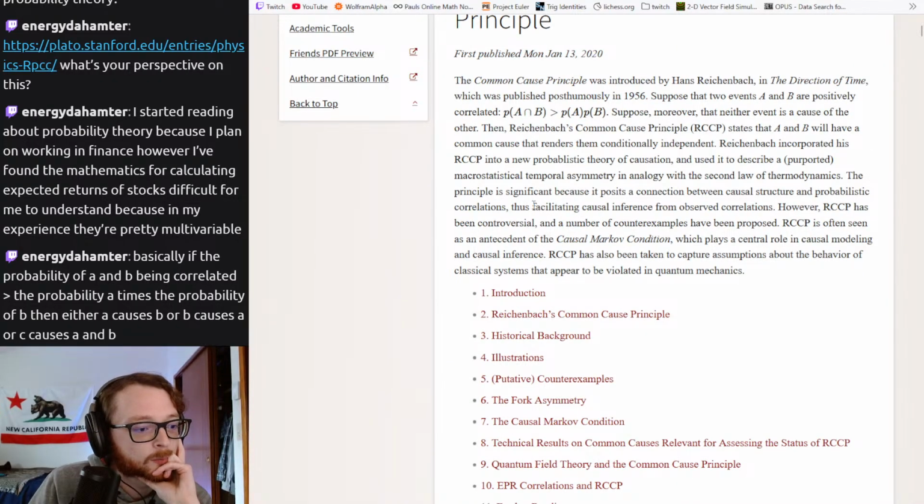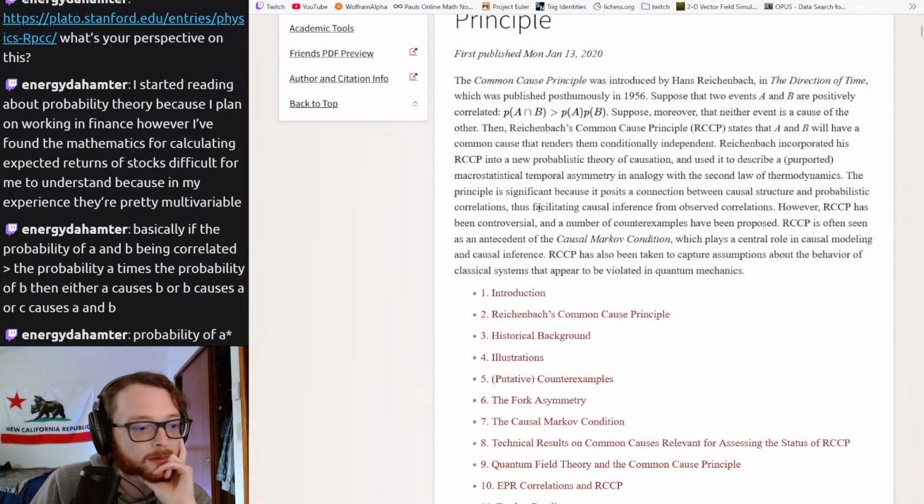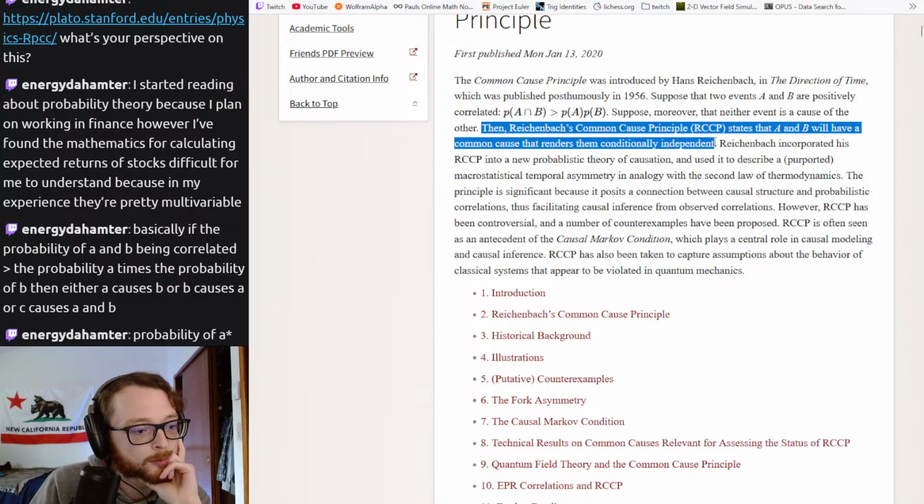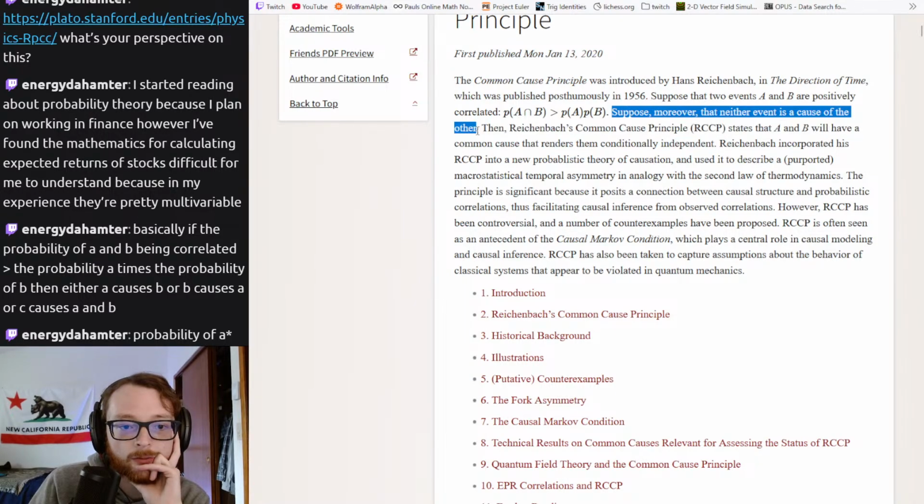If the probability of A and B being correlated is greater than the probability of A times the probability of B, either A causes B, or B causes A, or C causes A and B. It sounds like, how I'm interpreting this sentence, it's the third thing you said, that C causes A and B. Because they do say neither event is the cause of the other. Principal significance of positive connection between causal structure and probabilistic correlations, thus facilitating causal inference.